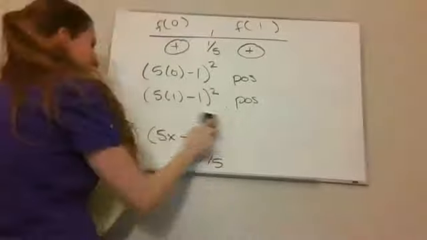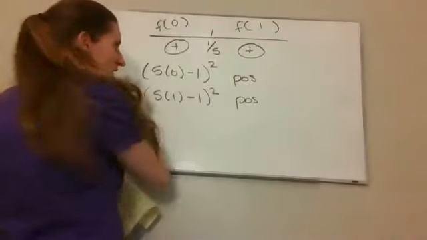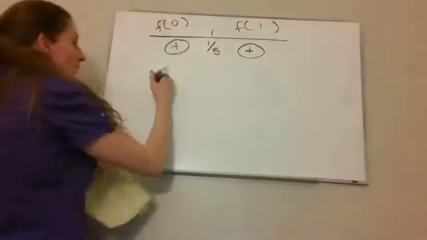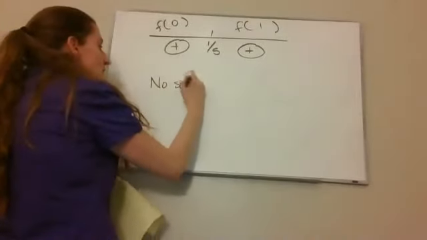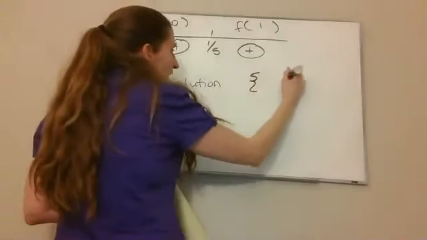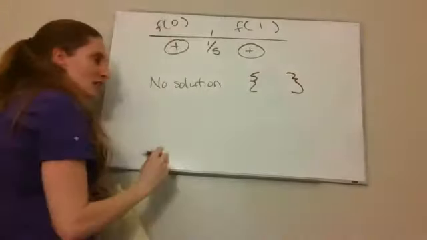So what does that mean? That just means there's no solution to this inequality. And that's fine. That happens sometimes. So I have no solution, which I can also write as just a set that has nothing in it.